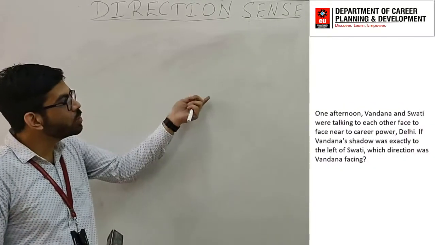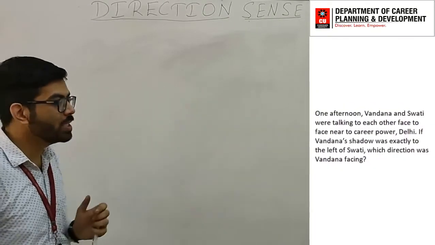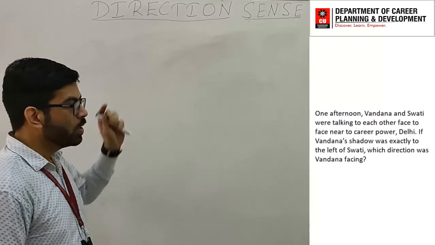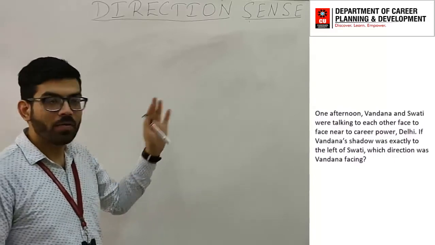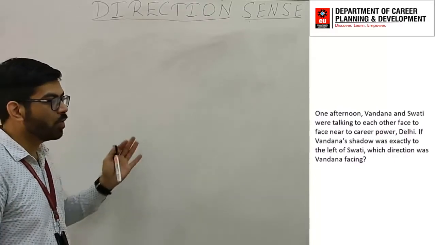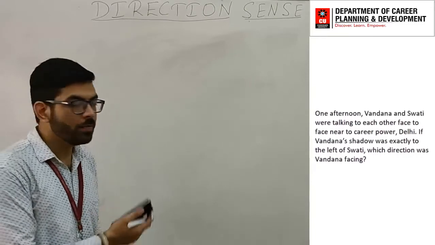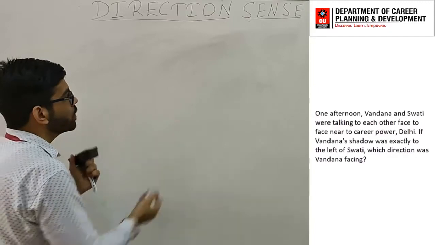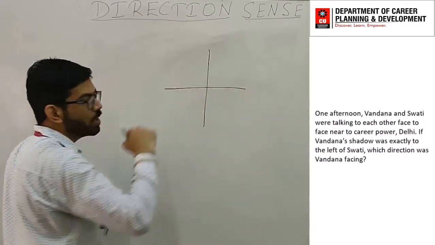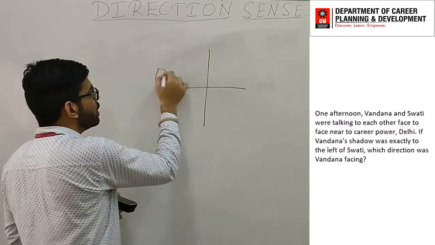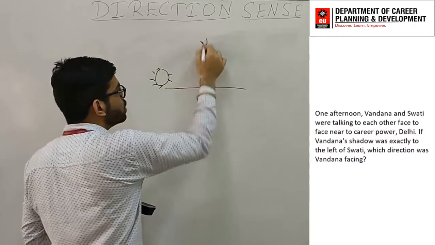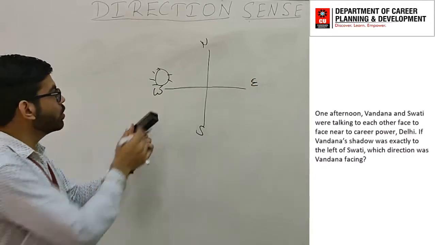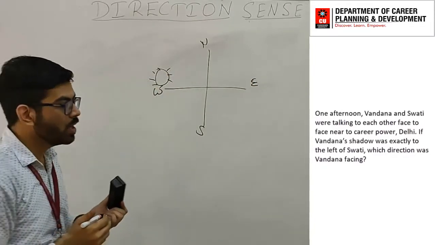Okay, let's see the questions of the cases of shadows. The question says that one afternoon, Vandana and Swati were talking to each other face to face near a career power, Delhi. If Vandana's shadow was exactly to the left of Swati, then in which direction was Vandana facing? So as you already know, this is the case of one afternoon. Case of one afternoon, that means sun will be here. That is your north, south, east and west direction. Sun will be in your west direction. One afternoon represents this one.